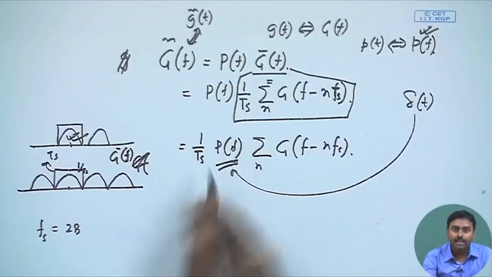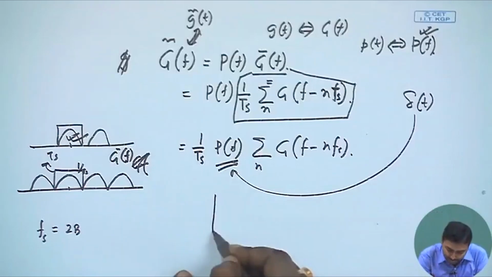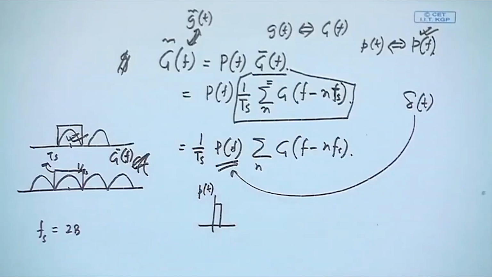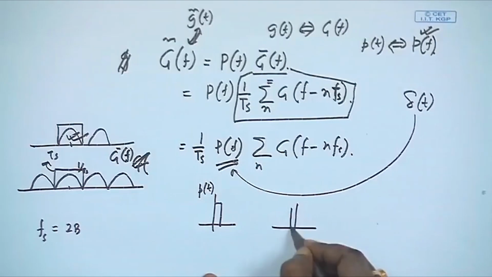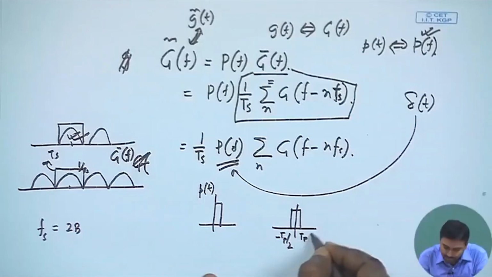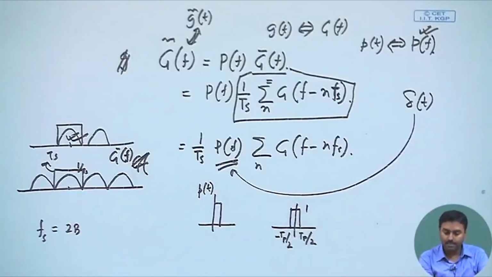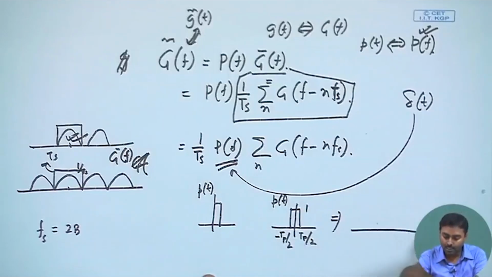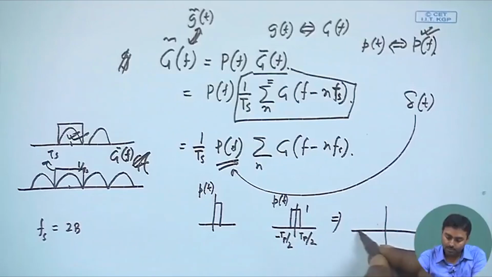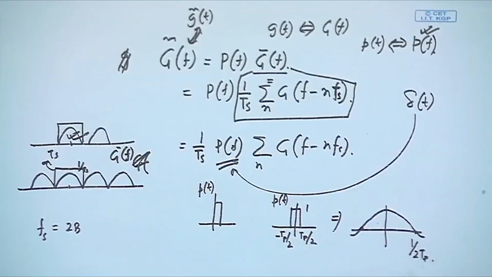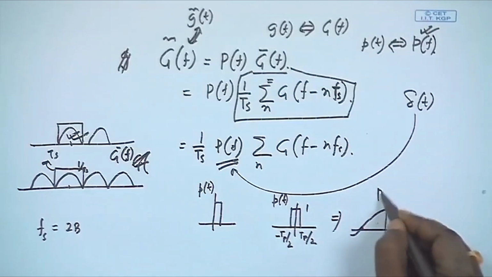Now, consider any non-ideal case of P(f). Suppose my p(t) looks like this, a pulse of certain duration. It is defined from minus Tp by 2 to plus Tp by 2, and the strength is 1. So, that is my p(t). Immediately, what will P(f) be? Because this is a box function, P(f) should be a sinc function. Because the width is Tp, the first null should be at 1 by Tp. So, that should be my P(f).